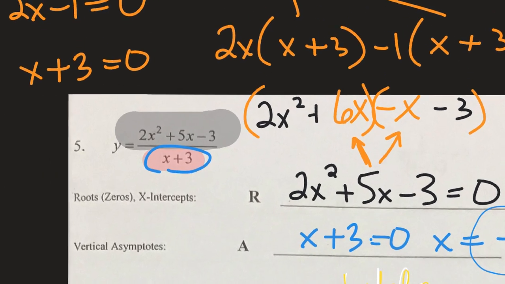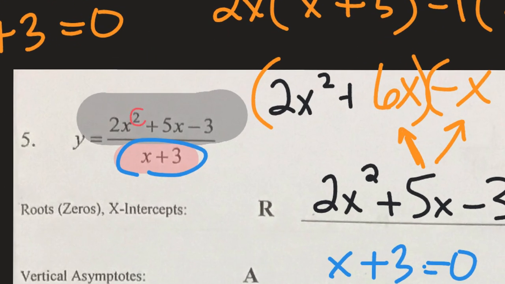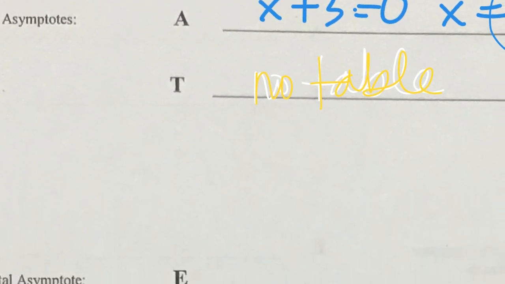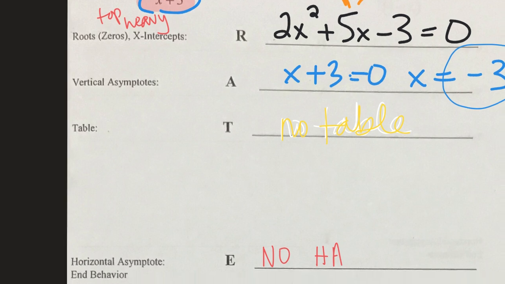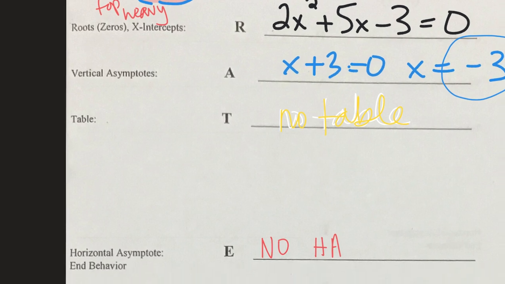It is definitely top heavy, right? We have an x squared on top and an x on the bottom. So our rational function is top heavy, which means there's no horizontal asymptote. Okay, none of that stuff. But we can still find out what your y-intercept is.